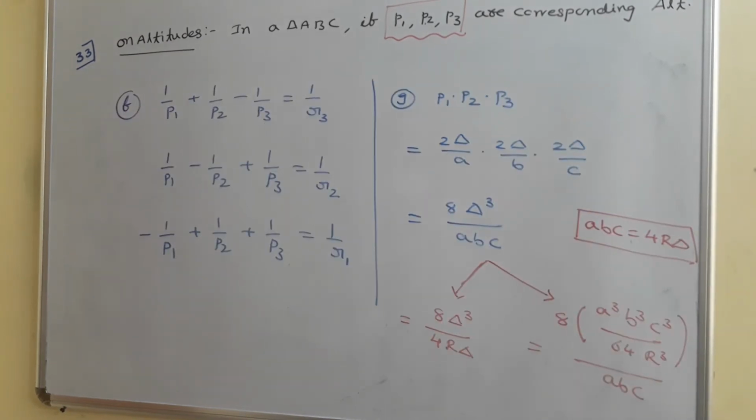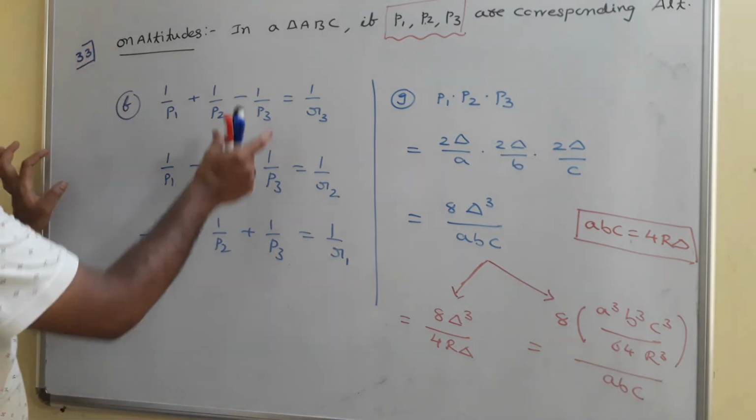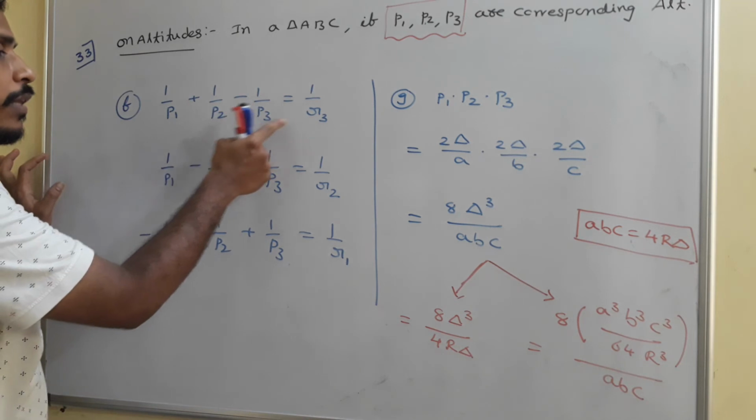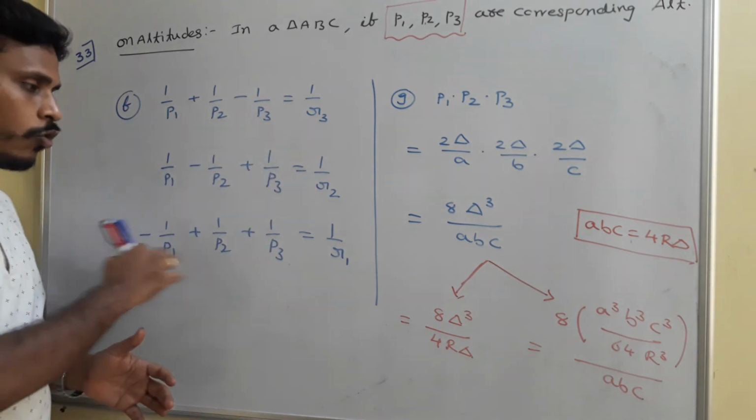Just look at the board. F is simple. Just as we proved G, we can prove this F also. Just observe it. If minus is there for P3, the result is R3. If minus is there for 1 by P2, the result is 1 by R2, like that.